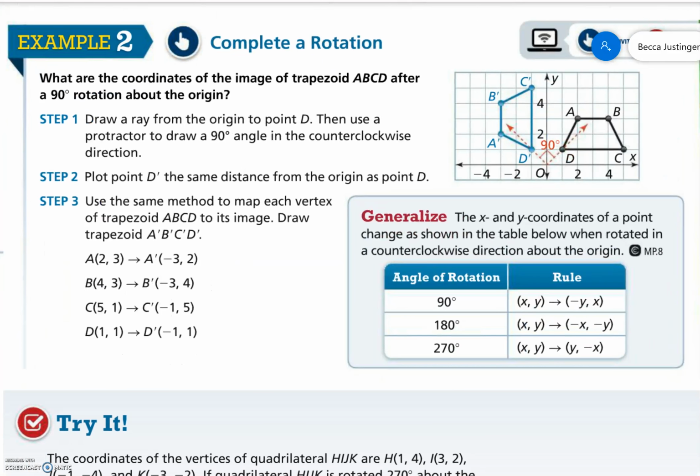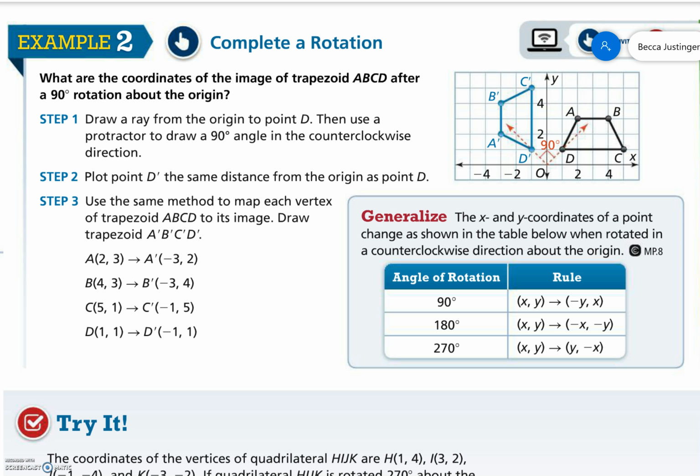Example 2, complete a rotation. What are the coordinates of an image of a trapezoid ABCD after a 90 degree rotation about the origin? Draw a ray from the origin to point D. Then use a protractor to draw a 90-degree angle in the counterclockwise direction. Plot point D' the same distance from the origin as point D. Use the same method to rotate each vertex of trapezoid ABCD to its image and draw the trapezoid.